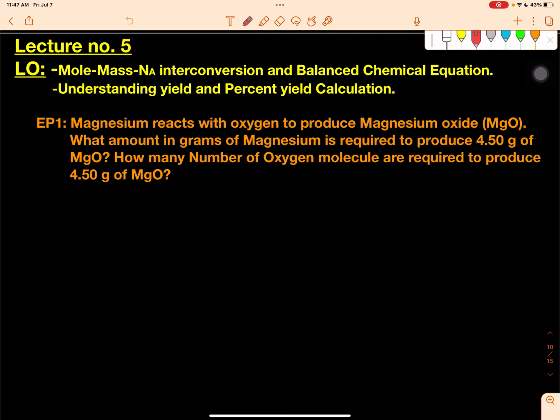Lesson number 5. In this lesson, we will be talking about the cumulative problem, which will touch all the aspects of mole and mass interconversion and mole and Avogadro's interconversion, involving the volume of the gases and stuff. In relationship to the balanced chemical equation, all of them will be tested in one problem. So you can say that this is a recap of what we have learned in the previous lectures.